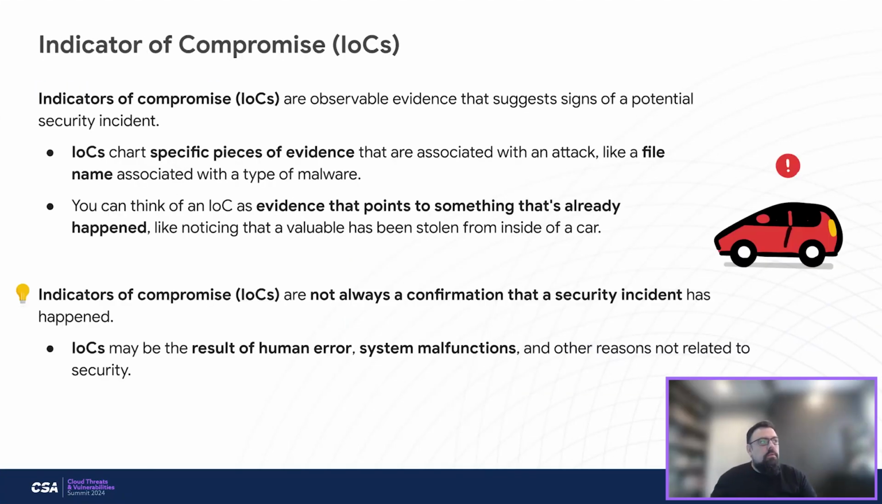for that great walkthrough. So I'm not going to spend a lot of time on these two pieces, but the indicators of compromise are observable evidence that suggests there's a potential sign of a security incident. IOCs provide specific pieces of evidence that are associated with an attack. You can think of an IOC as almost a trail or a set of data points that indicate that something has already happened. The challenge with IOCs is that at times they're not necessarily an exact confirmation that an incident has happened, but rather just some of the initial indicators.